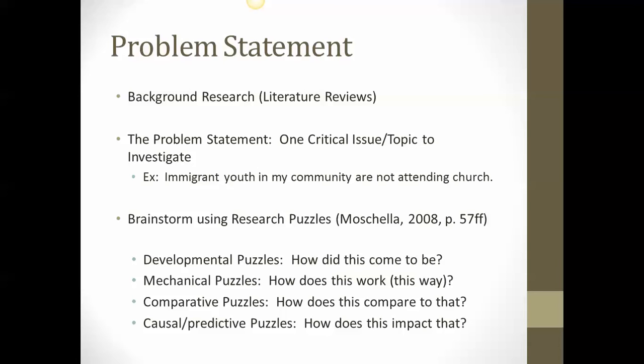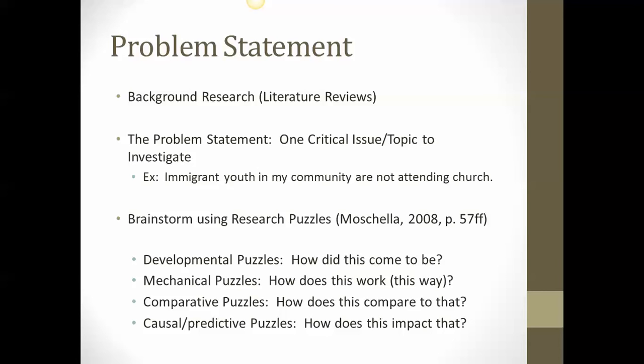And so, for example, after looking at all this research and looking at your community, you might land on something like immigrant youth in your local community tending not to attend church. That's a problem, right? And you need to investigate why that is happening. The goal here is to come up with a kind of process to help us investigate that. Not just coming up with ideas, but actually going out and listening to other people, looking into our community to try to find out what's going on there.